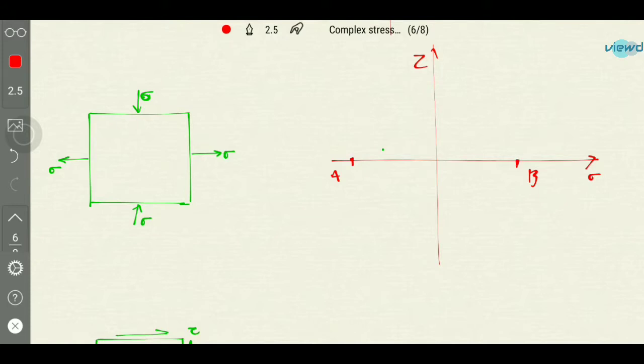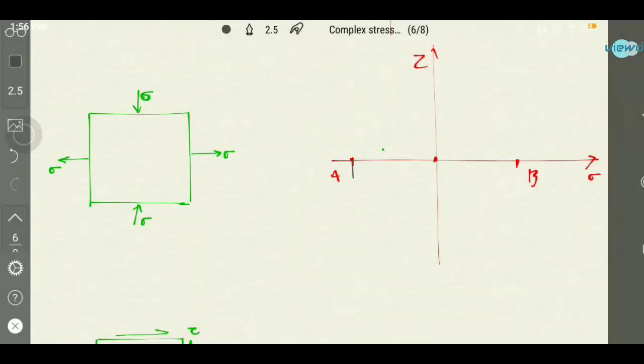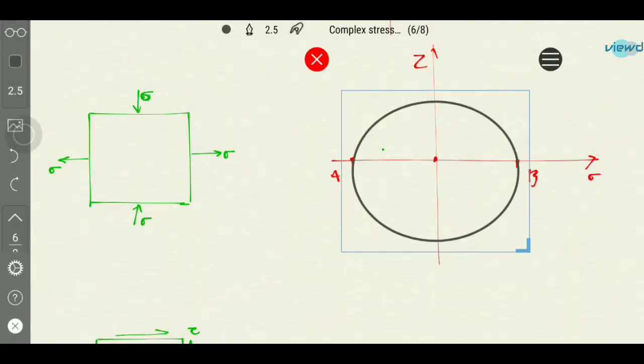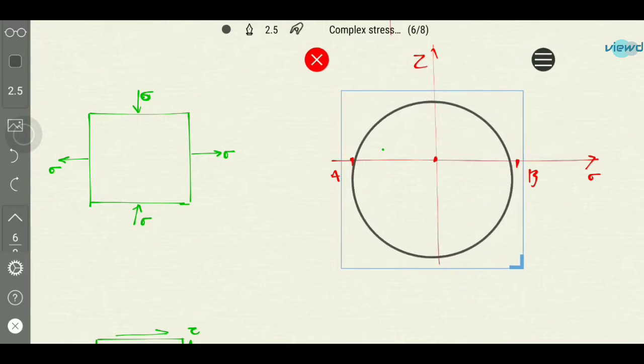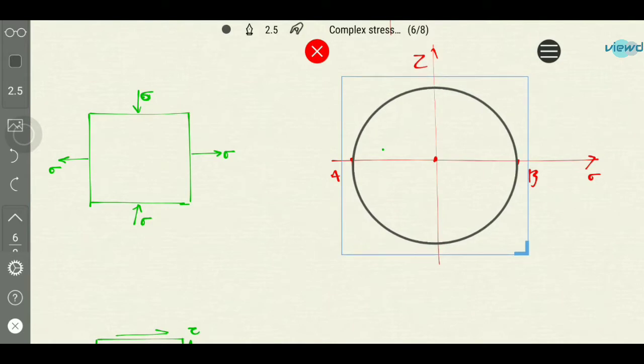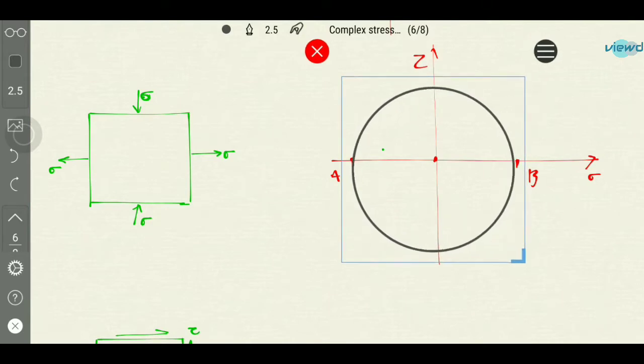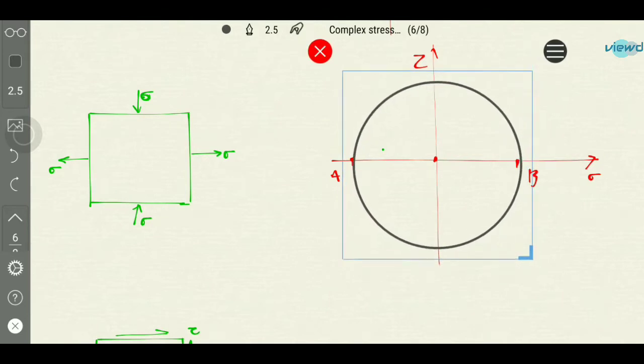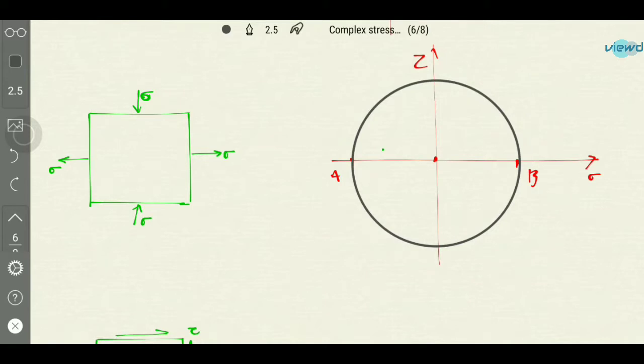From this we need to draw the circle. So this will be the center of Mohr circle. This is how the Mohr circle will be for both tensile and compressive. And what will be this value? This is sigma, and this is also sigma, maximum principal stress and minimum principal stress. And this will be sigma. This is also sigma because the radius is sigma, which is tau max.